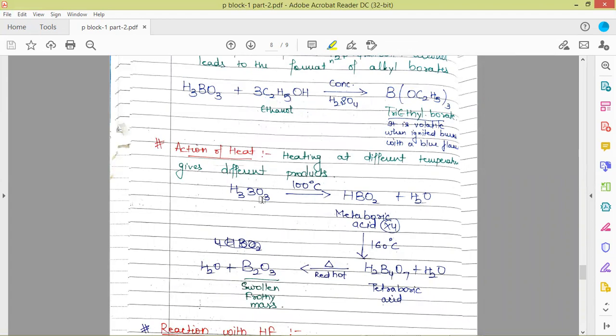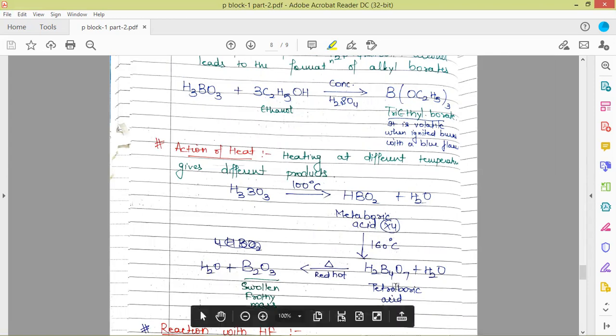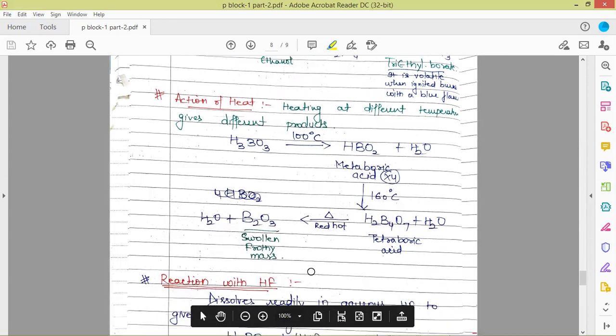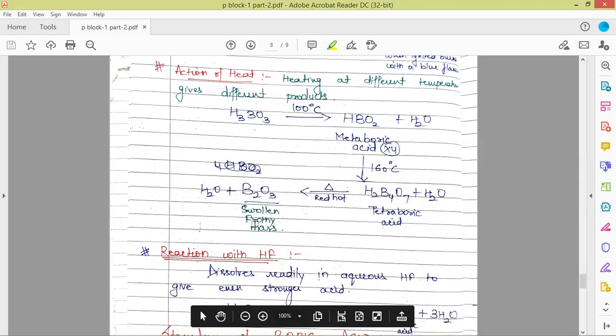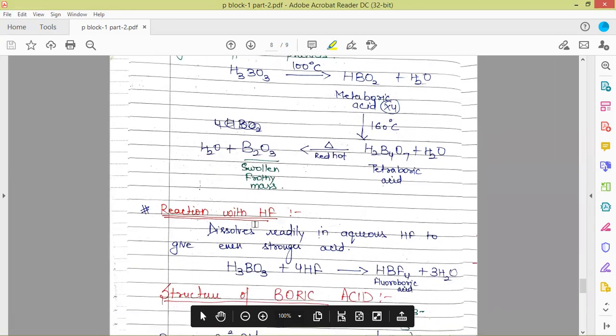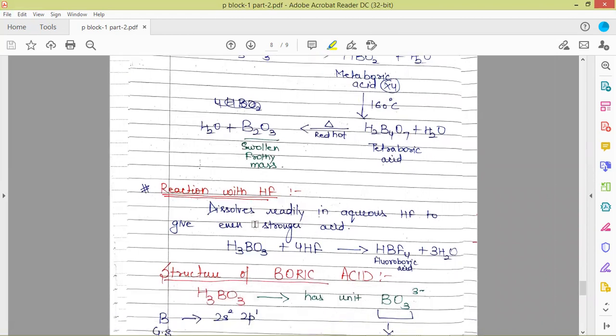Further, the action of heat on boric acid is an important reaction. Firstly, when we heat boric acid, we get the formation of metaboric acid by the loss of one water molecule. Further, metaboric acid loses one water molecule at 160 degrees Celsius, and we get tetraboric acid, and when further heated till red hot, we get the formation of B2O3, that is boric oxide, which is the anhydride of boric acid. So next we have the reaction with HF.